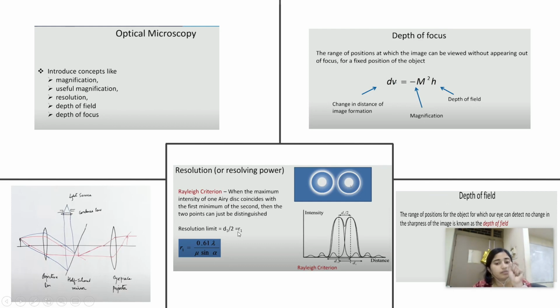Here d1 is the distance from one minima to the next minima. Half of it will be the resolution limit, and using the wavelength, mu and alpha, we can write r1 is equal to 0.61 lambda divided by mu sin alpha, where lambda is the wavelength, mu is the refractive index, and alpha is the half aperture angle.